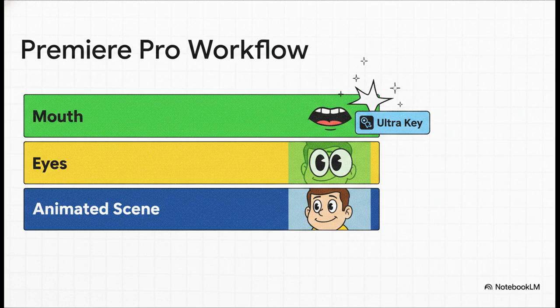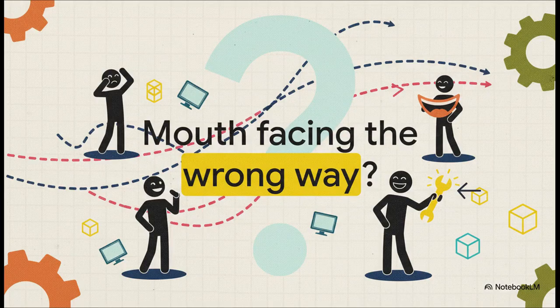Drag your animated scene onto the timeline. Then pop the eyes and the mouth animation on separate layers right above it. Then just use a green screen or ultra key effect to get rid of that green background on the mouth layer, and then you just scale and position everything perfectly on your character's face. Now, when you're positioning that mouth, you are almost definitely going to run into this one little problem. It's facing the wrong way.